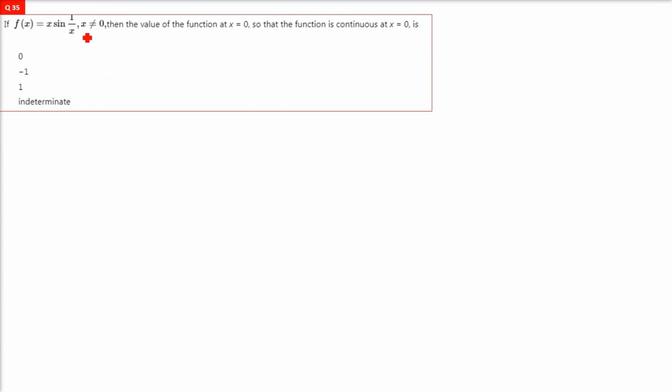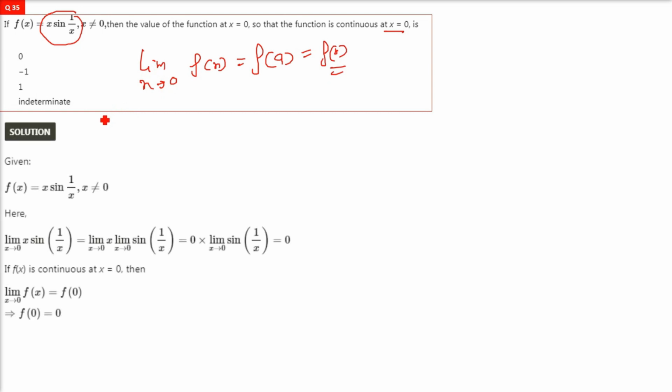If f(x) is x sin 1 by x, x is not equal to 0, then the value of the function at x equals 0, so that the function is continuous at x equals 0 is. So you just have to find out the limit of x sin 1 by x, limit x tends to 0, because x is not equal to 0. f(x) is equal to f(0). a is 0 here. f(0). Okay, so let us see what we can get here.